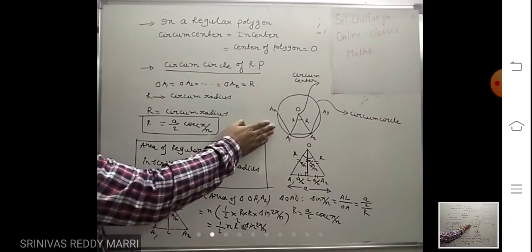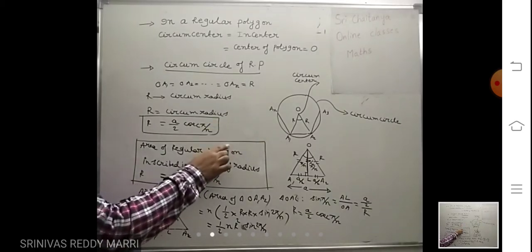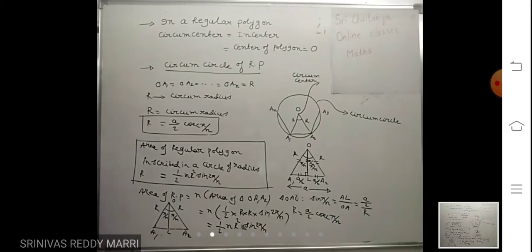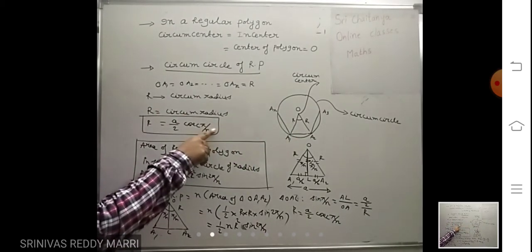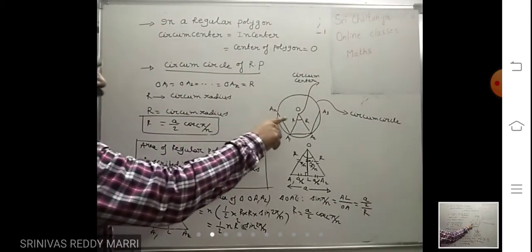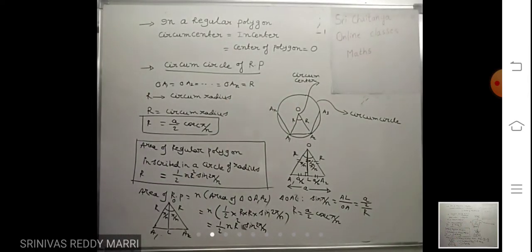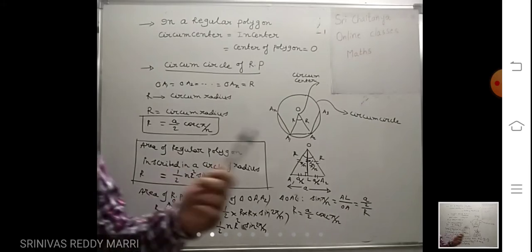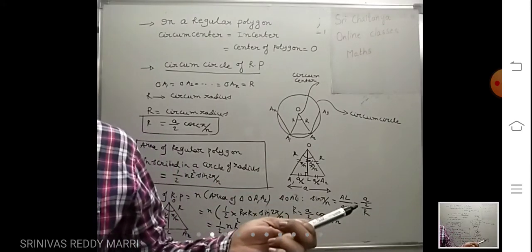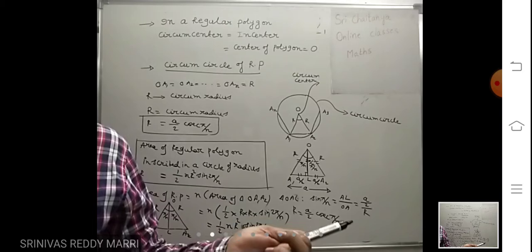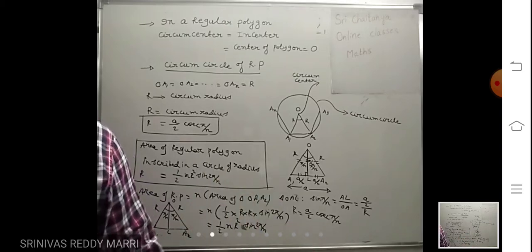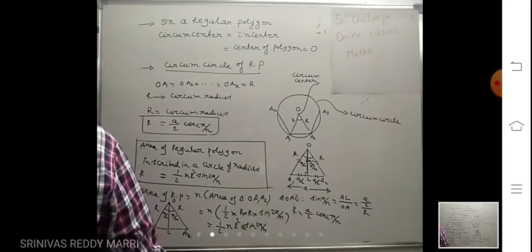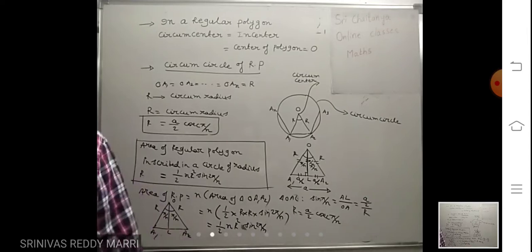So in the first case there are two formulae. When the polygon is inscribed in a circle, the radius of the circle is given by this formula. And if the circle radius is known, the area of the regular polygon is this formula. Yesterday I told one formula for the area of a polygon. If you know the side of the polygon, in that formula there is no radius. If you know the side of the polygon, then use that formula. There will be no circle, direct polygon.